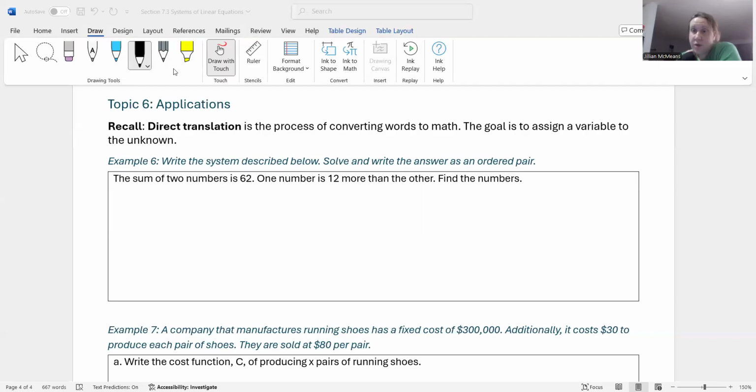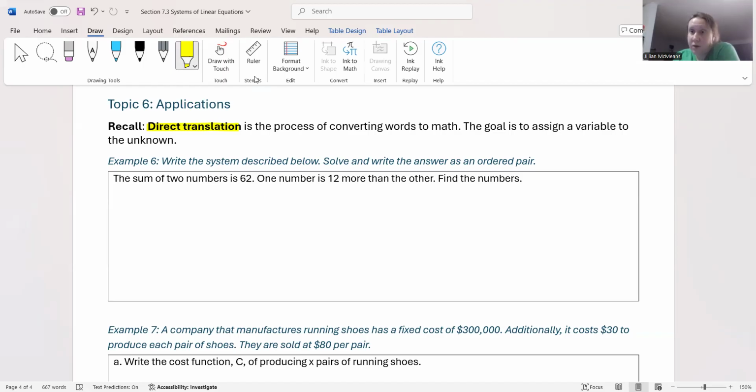For topic 6, we're going to look at applications of systems of linear equations, okay? We do need to revisit a definition that we haven't seen since 6.2 or 6.3, okay? And that is direct translation, okay? So remember that direct translation is the process of converting words to math.